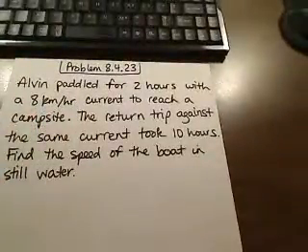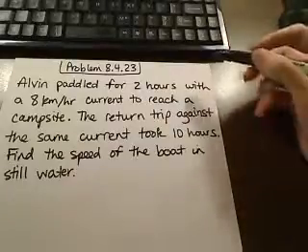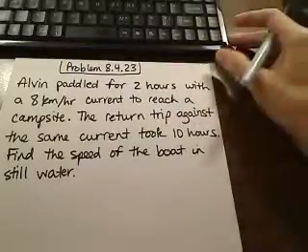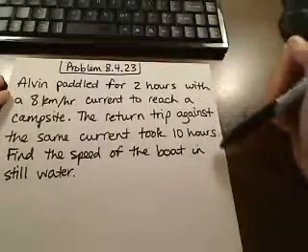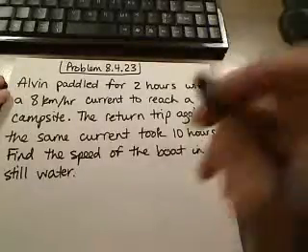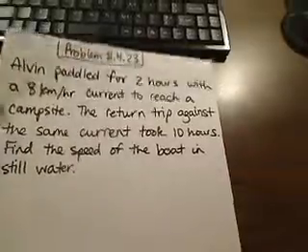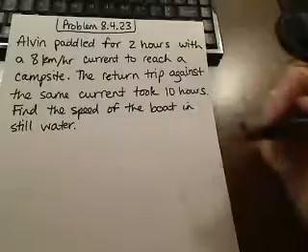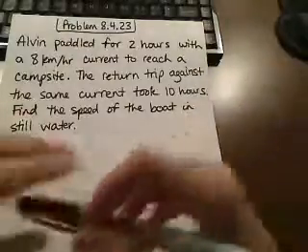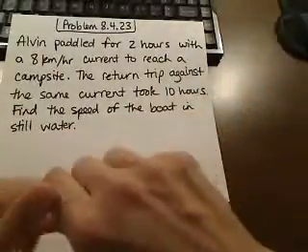All right, this is problem 8.4.23 and it says Alvin paddled for 2 hours with an 8 km/h current to reach a campsite. The return trip against the same current took 10 hours, and we want to find the speed of the boat in still water. Because of the elements in the problem, it's clear that this is a distance equals rate times time problem because it has all of those elements in it.